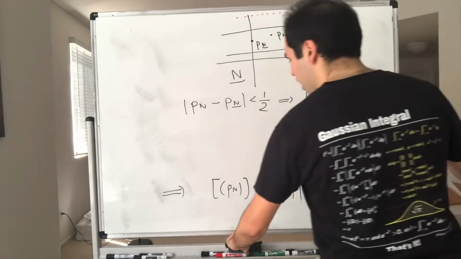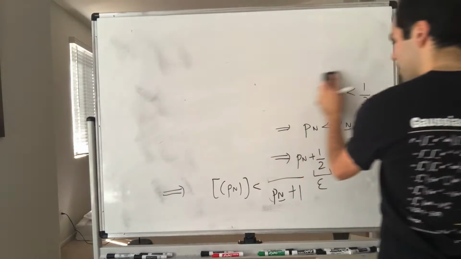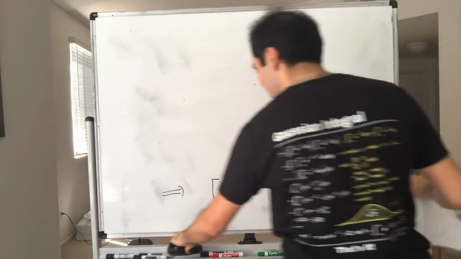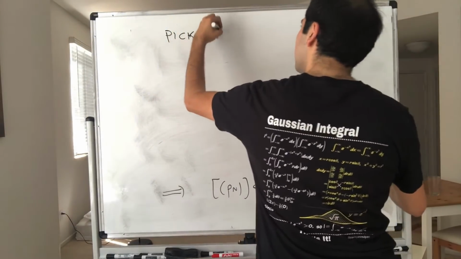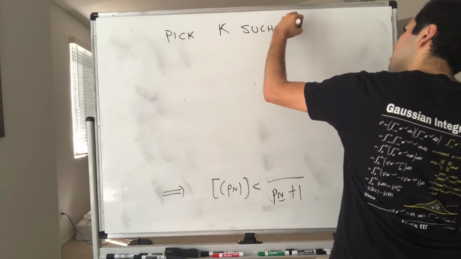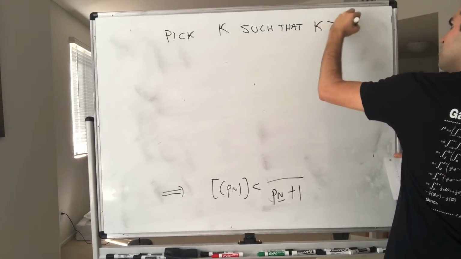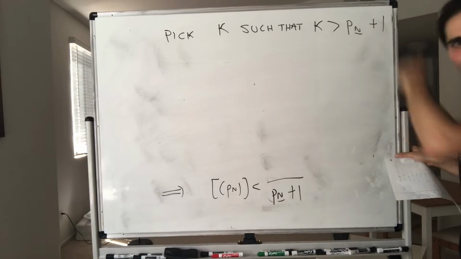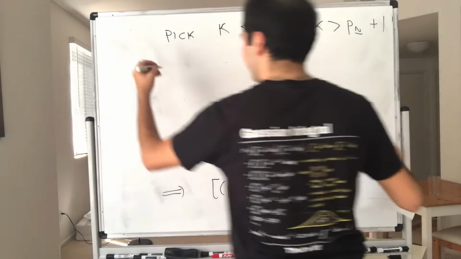And therefore, now just pick an integer that's bigger than P capital N plus 1, which you can do, that's not a big problem. So now pick K such that K is bigger than this value, P capital N plus 1. Again, there's always an integer bigger than a rational number. That's not a big issue.